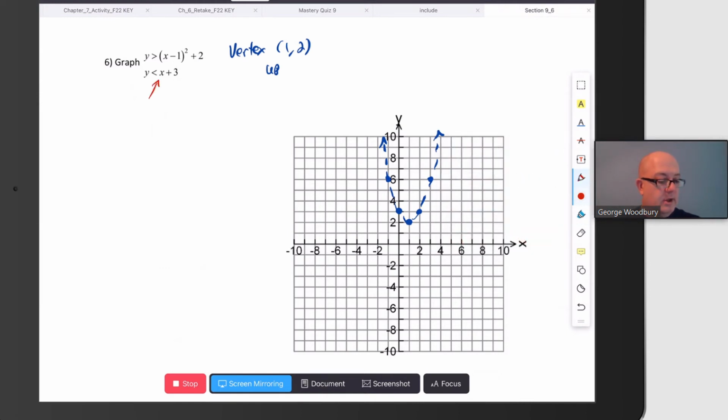This is a line. The slope is 1, so that's up 1, right 1. The y-intercept is at y equals 3, so that gives me a point to start with, which is actually already on the parabola as well. And then we go up 1, over 1, up 1, over 1, up 1, over 1, and so on. Something like that. Now here it's supposed to be below.